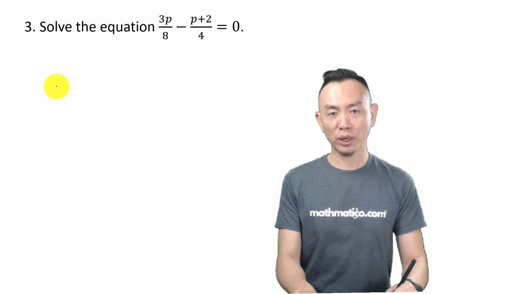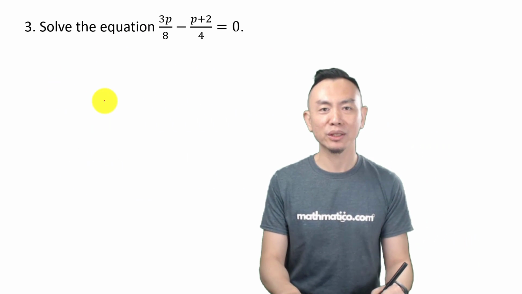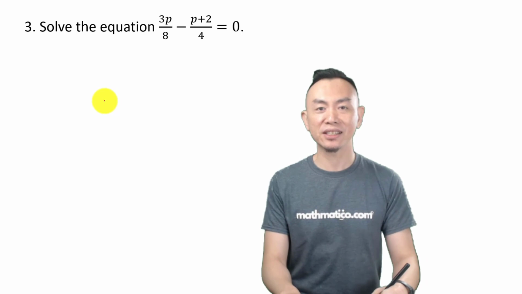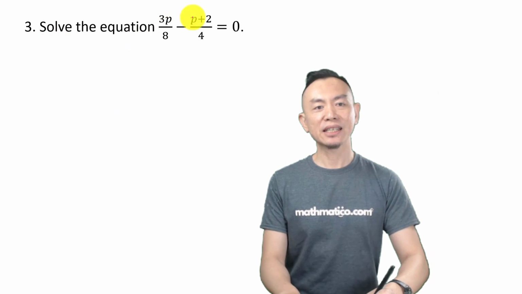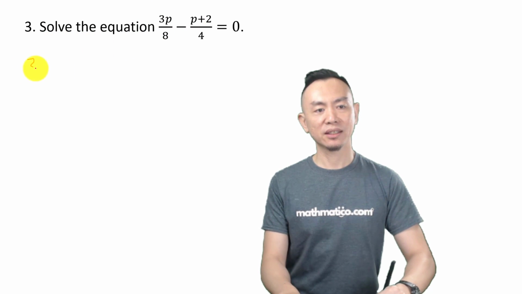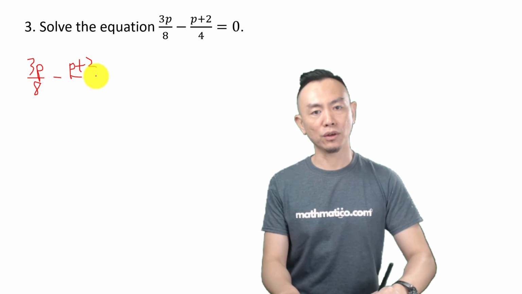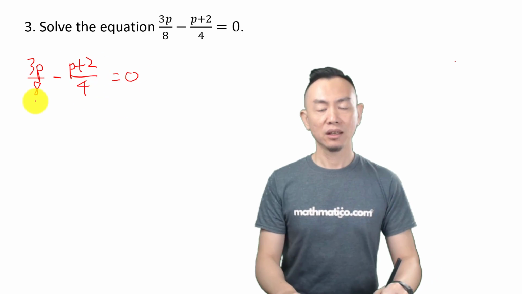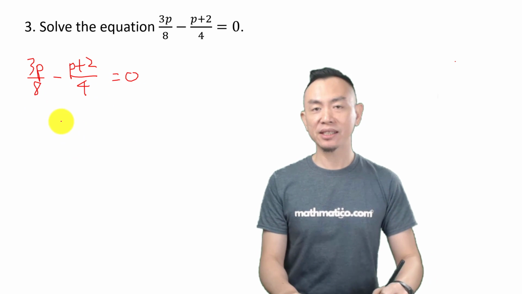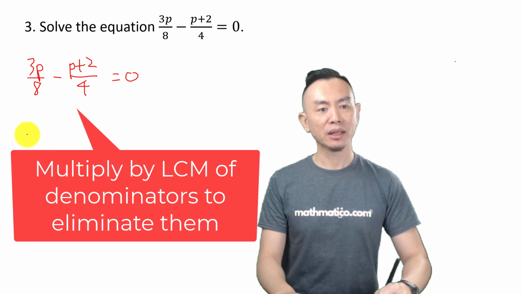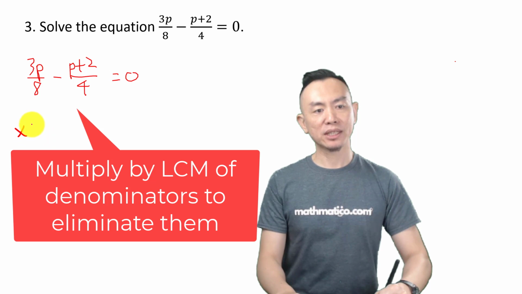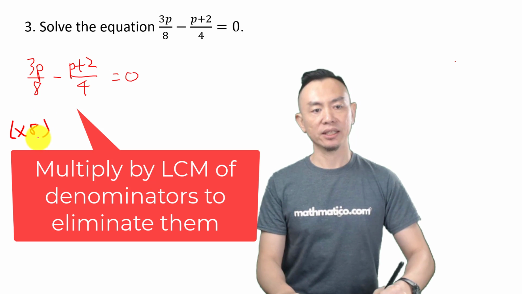Now we're going to look at just a general normal equation that we're going to solve, and we're going to ensure that the answer is correct. So here it says solve the equation 3p over 8 minus (p plus 2) over 4 is equals to 0. For this equation where there are denominators, the first thing to do is to eliminate them, and I'm going to multiply by the LCM of the denominators, which is 8.